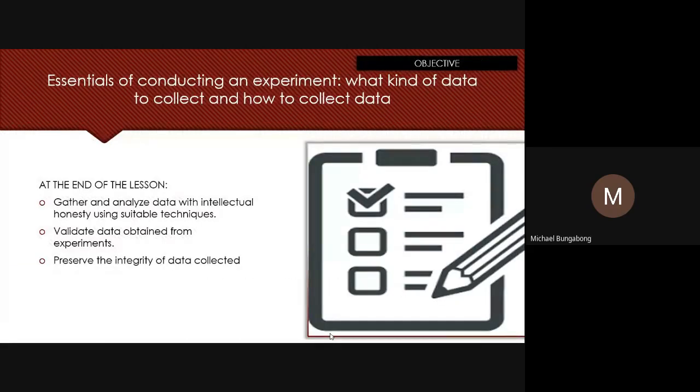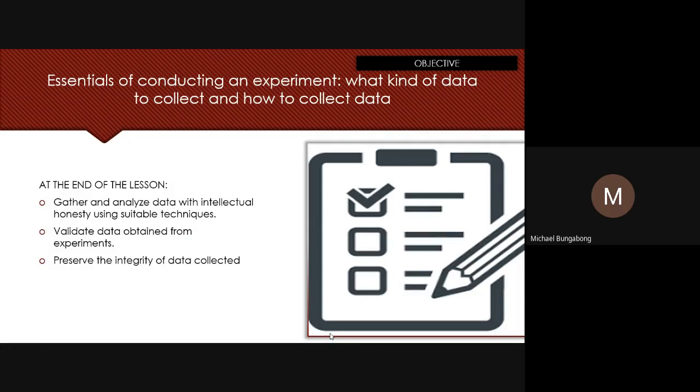Okay. So first, we wanted to achieve these objectives: the essentials of conducting an experiment, what kind of data to collect and how to collect data. Of course, at the end of the lesson, we have to gather and analyze data with intellectual honesty using suitable techniques. And of course, we have to validate data obtained from experiments. And most of all, we have to preserve the integrity of data collected. So hopefully we can achieve these objectives at the end of our lesson.